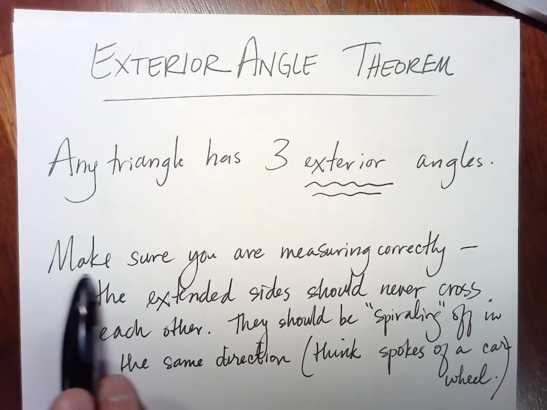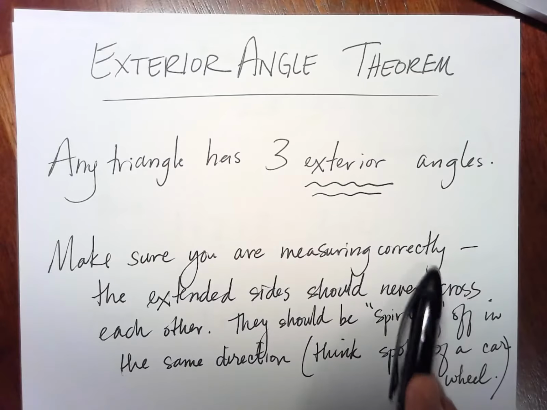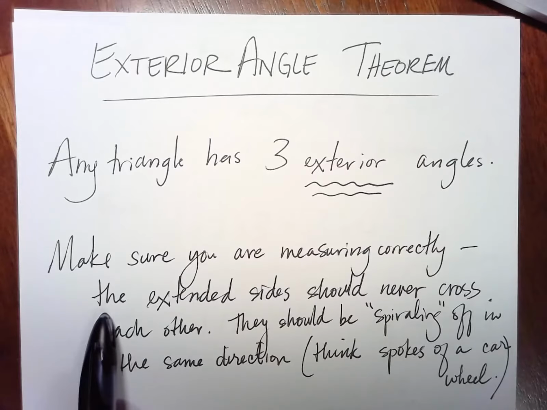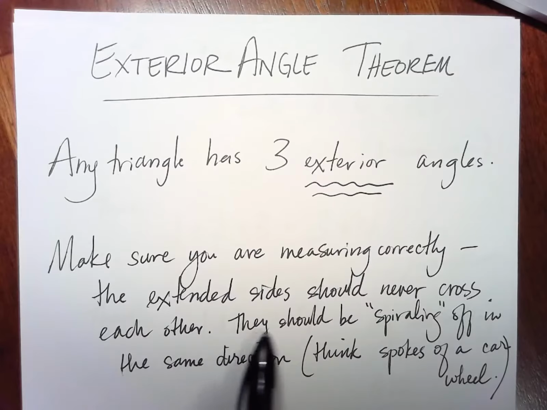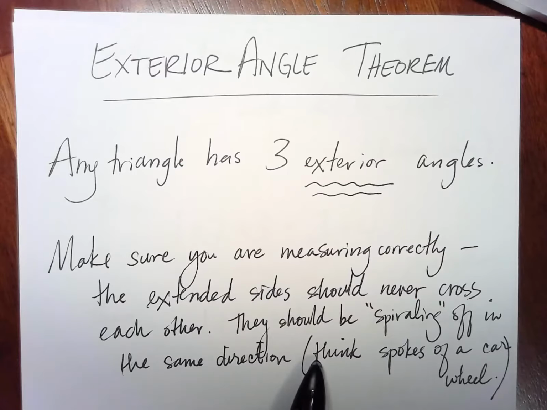I'm going to draw a diagram in just a second, but I just want to say right now, and I want you to grain this in your head, when you're finding exterior angles, make sure you are measuring correctly. You're going to be extending sides of triangles, and the extended sides should never cross each other. They should be spiraling off in the same direction, and I always think of spokes of a car wheel. Okay?